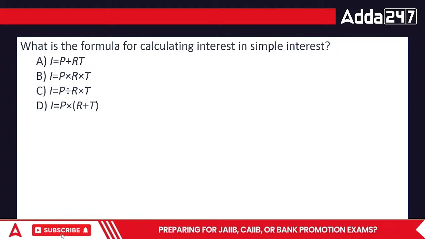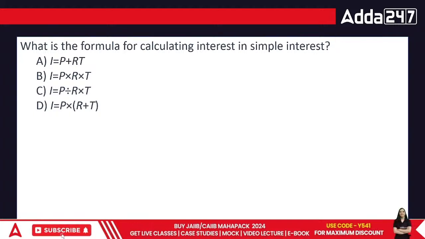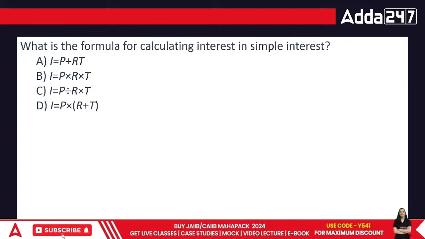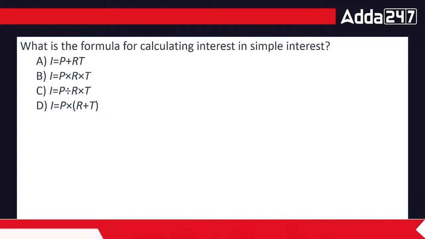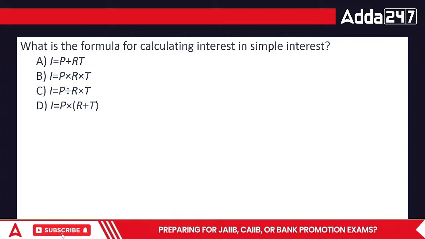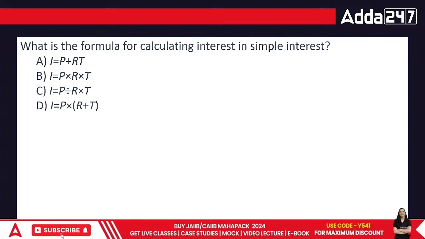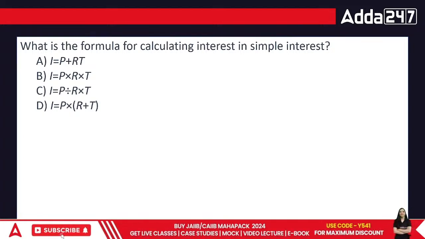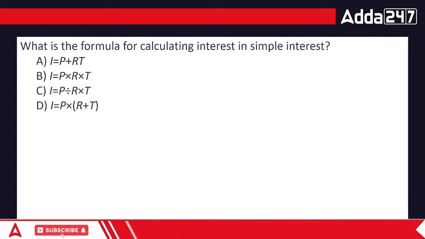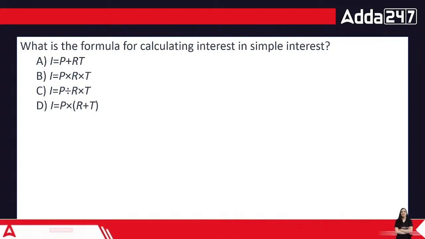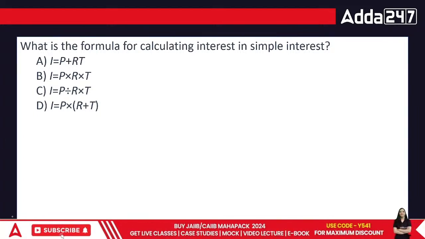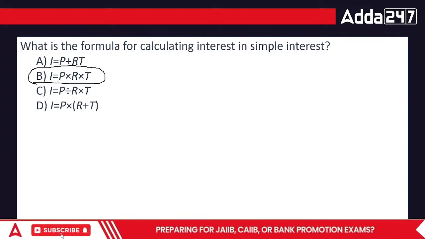Now let's begin with it. Quick update. What's the formula for simple interest, everyone? Interest is equal to P plus R into T. Interest is equal to P into R into T, or divided by R into T, or P into R plus T. What's the correct answer? The correct answer is B. P into R into T.